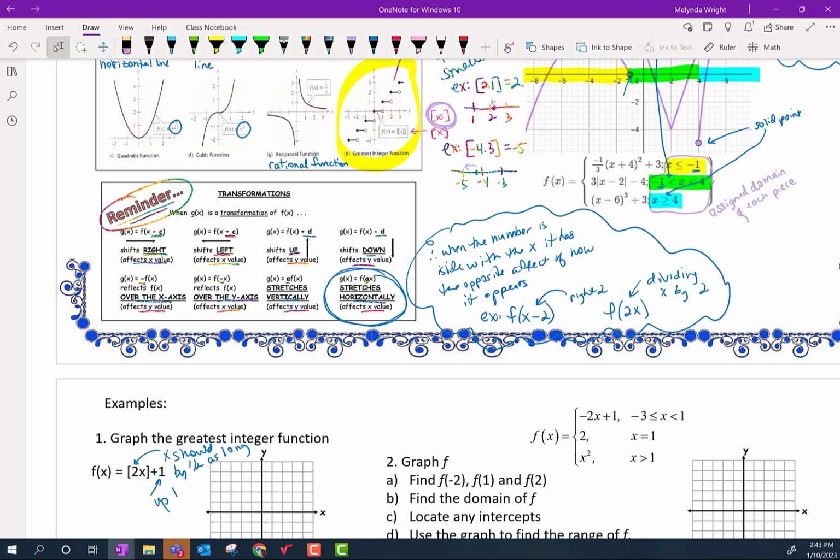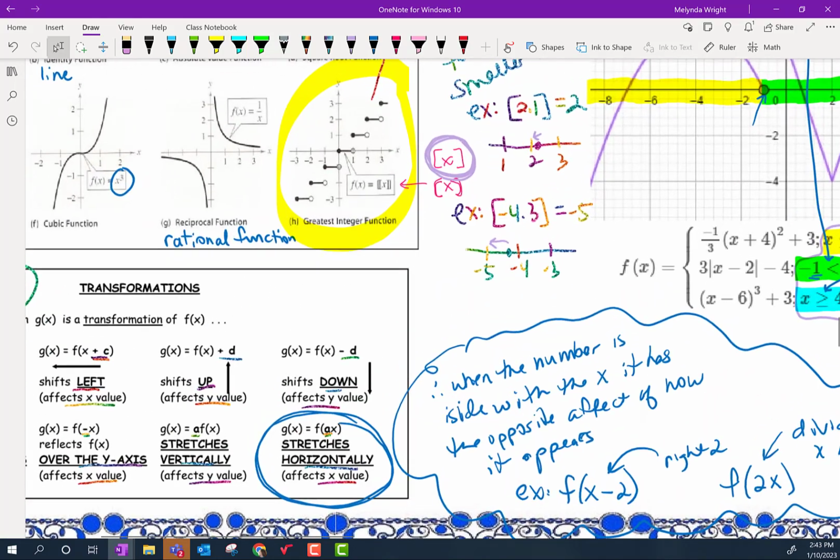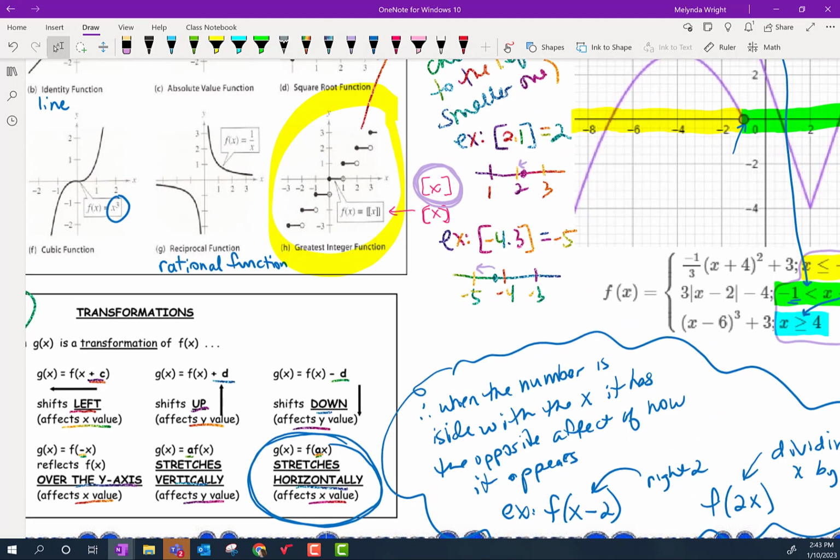Each of those little steps is 1 unit long. Do you see where it is? For example, this one starts at 0 and goes all the way to 1 with a hollow place at 1. It's 1 unit long. Every step is the same length. So if it's just a plain old x for the greatest integer function, your step should be 1 unit long.